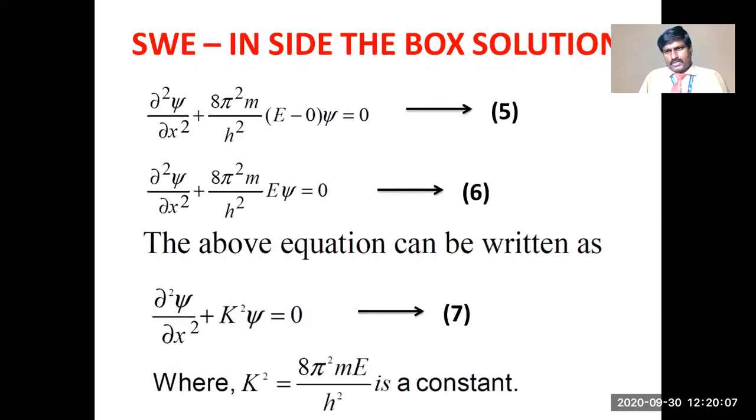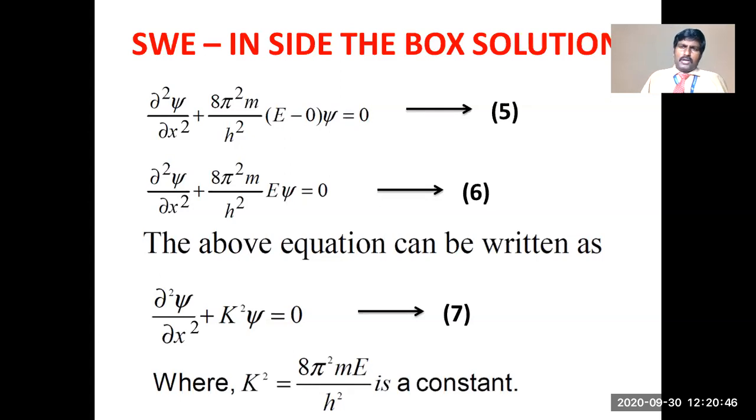Next, inside the box. There is one more way, and we are going to solve within the box. Now the same equation within the box, the potential energy is 0 or constant. We are writing V is equal to 0. If you substitute V is equal to 0 in equation 2, we get equation 5. In equation 5, dou square psi by dou x square plus 8 pi square m by h square E into psi equal to 0. This is the equation we get inside the box.